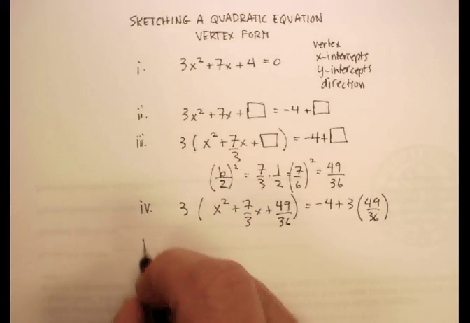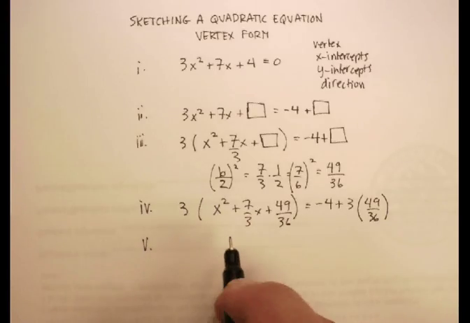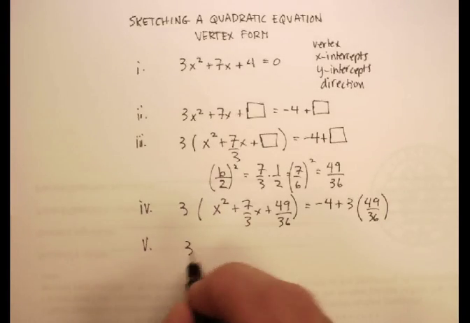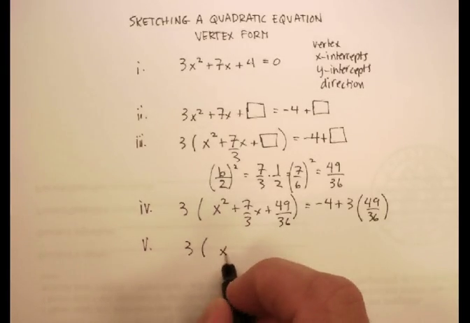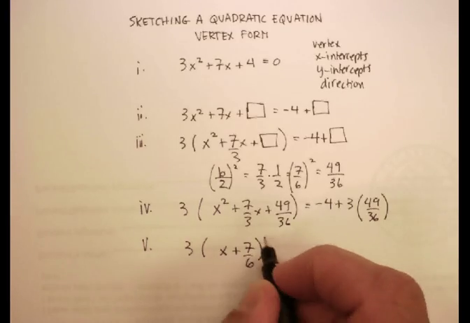Now, let's keep going here. What is the factored form of this perfect square trinomial? It's just x plus 7 over 6 quantity squared.